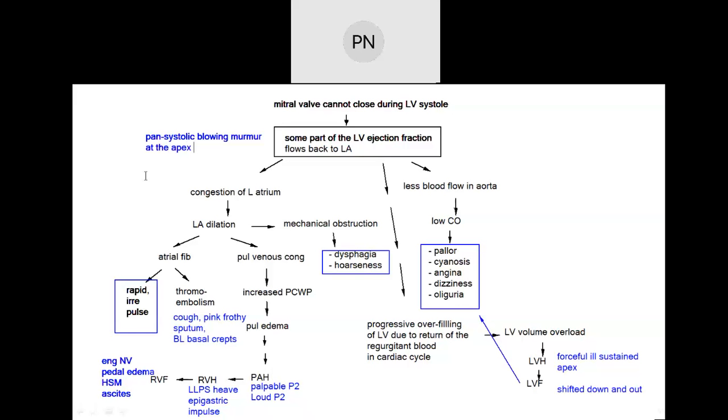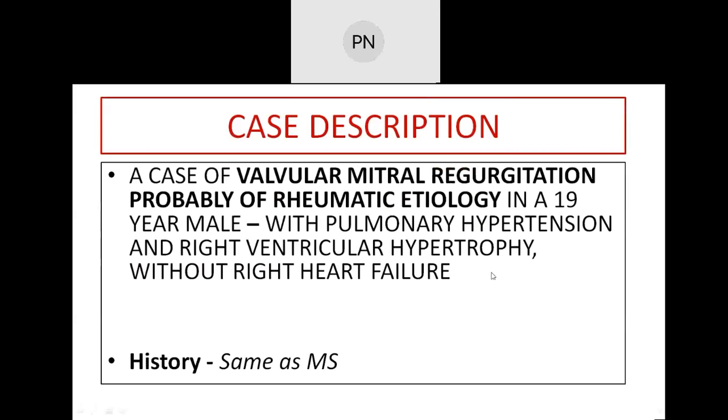Wonderful. So as we have seen in this flow chart, the patient can present at various points. For simplicity, we will assume that we are taking a case of valvular mitral regurgitation, probably of rheumatic etiology, in a 19-year-old male with pulmonary hypertension and right ventricular hypertrophy without right heart failure. So essentially, I have kept the same thing as the mitral stenosis case, only the MS becomes MR.